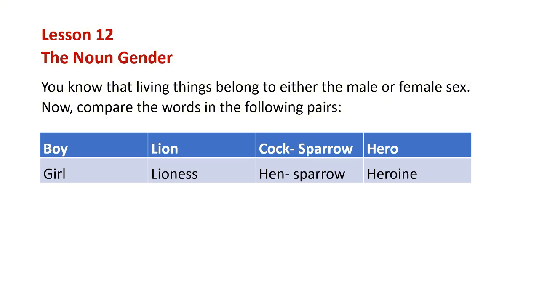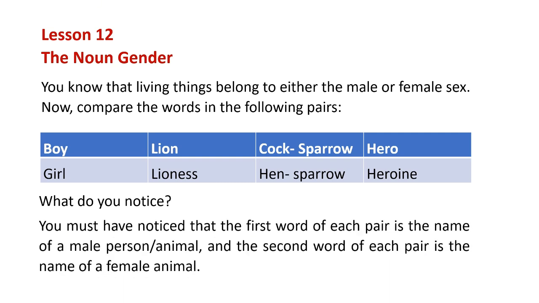Today we will talk about another important aspect of a noun, that is gender. You know that living things belong to either the male or the female. Now let's compare the words in the following pairs: boy, girl, lion, lioness, cock sparrow, hen sparrow, hero, heroine. What do you notice here?